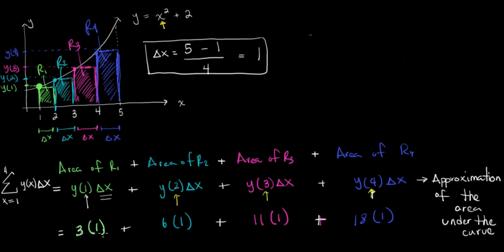Now, if we add this up, 3 times 1 is 3, plus 6 is 9, plus 11, plus 18, we get an approximation, so this is equal to 38. Now this 38, I'll come back up here, so we could say that 38 is, and I want to put a little blank here because we're going to fill in this blank, is a blank approximation of the area under this curve.